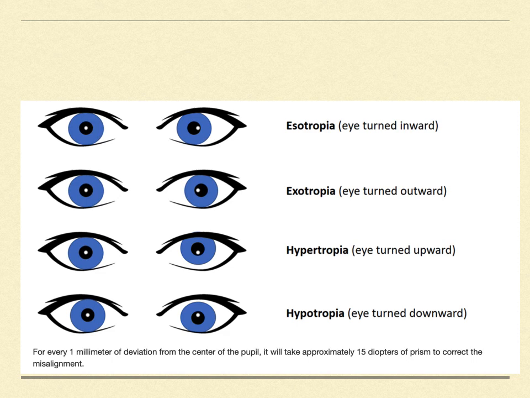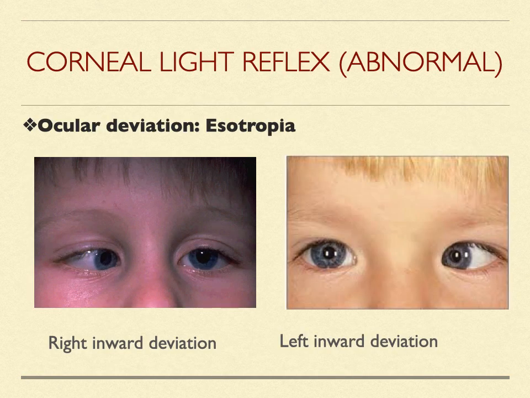Second picture, exotropia, when the light reflex is shifted to the nasal side of the pupil. Hypertropia, the eye is turned up and the light reflex is deviated to the lower edge of the pupil. And hypotropia, the eye turned downwards, or the light is seen at the upper edge of the pupil, and every 1 millimeter of deviation of the center of the pupil is about 15 prism diopters.